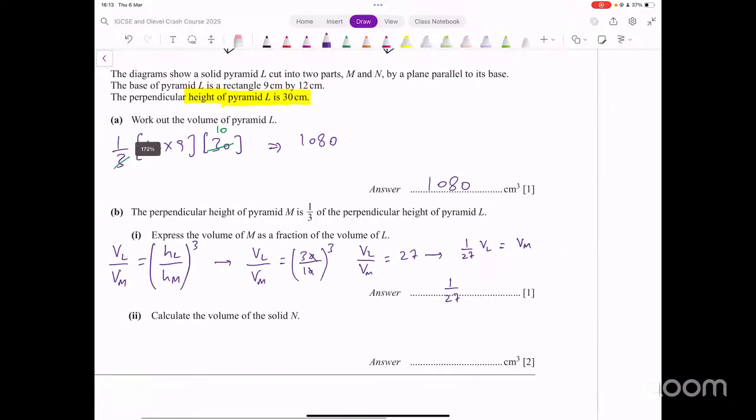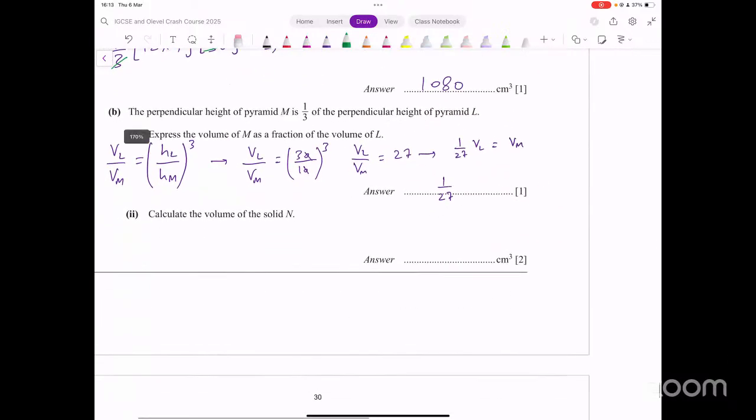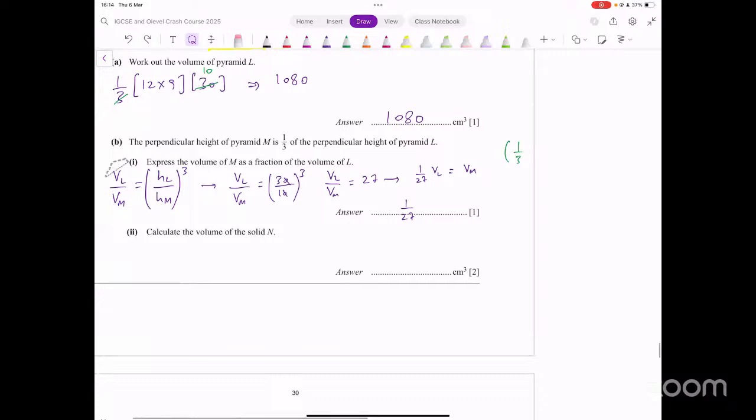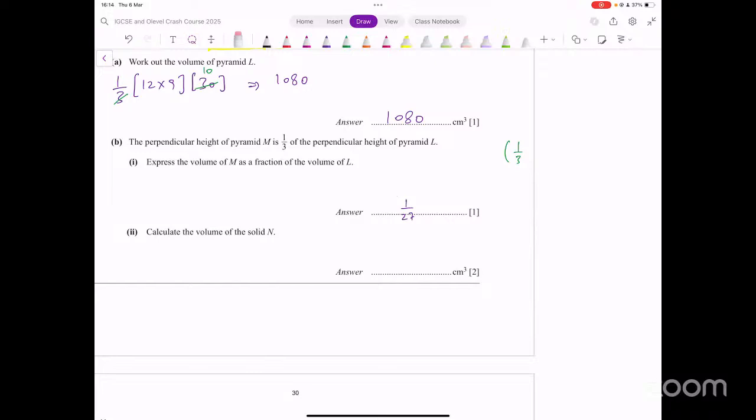A quicker way of doing this would actually have been, since we know that the perpendicular height is 1/3 of the perpendicular height of pyramid L, the ratio of volume would have just been 1/3 whole cube, right? That's actually much quicker. And you did not really have to do all of this. You could do it directly. This is 1/3, the ratio of their sides. What about the ratios of their volumes? It would just be 1/3 whole cube. So you could do it directly like this as well. That's 1/27. And that's the result that we've got.